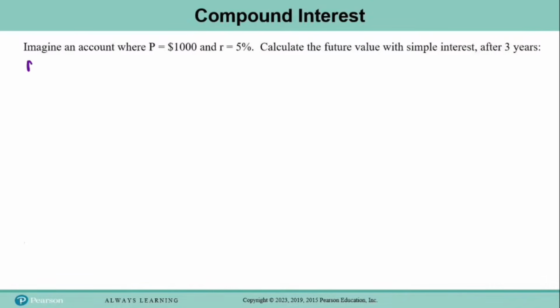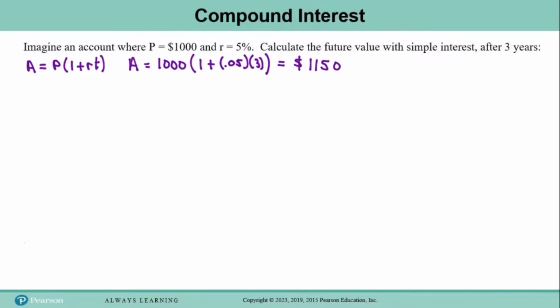So you remember the formula that we had in the last section. Amount equals principal times parentheses 1 plus rate times time. Okay, so in this case, our principal is 1,000, our rate is 0.05, and the time is 3 years. So let's plug those values in. 1,000 times parentheses 1 plus 0.05 times 3, and that would give us an amount of $1,150 at the end of 3 years. And that's how simple interest works.